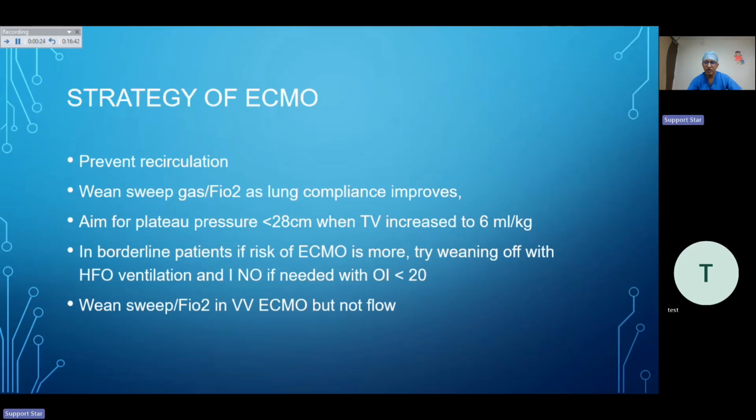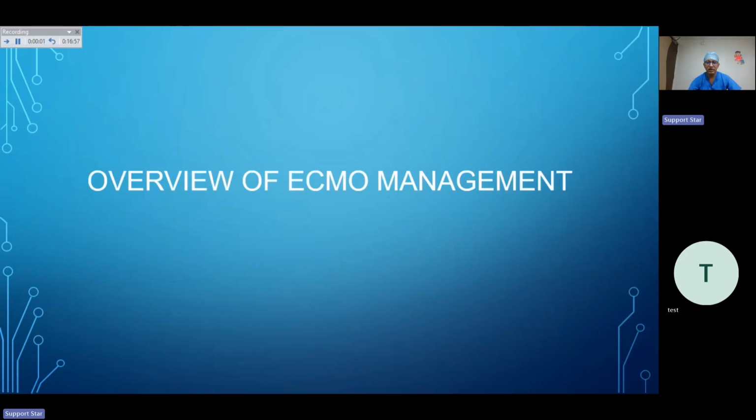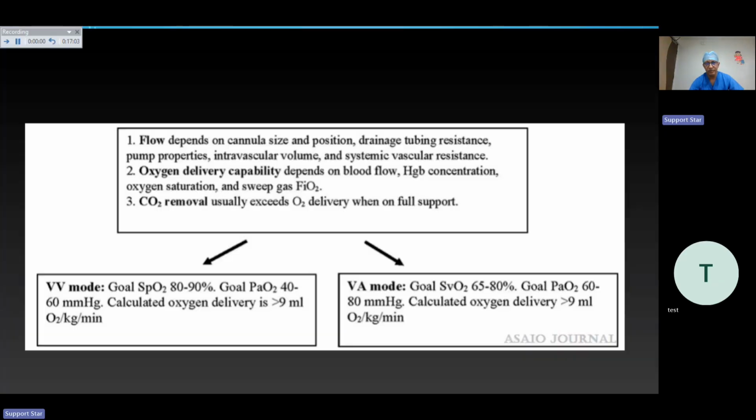Okay, and when you're going off ECMO, again your OI should be less than 20. And you should not require too much ventilation. You should be on moderate settings, and you should be able to manage your targets with PF ratios of around 200 or so. So coming to an overview of further ECMO management for both VA and VV ECMO, and then we'll go to the VA ECMO.